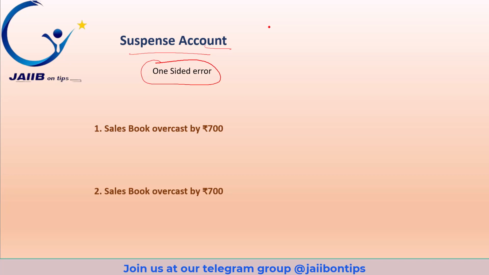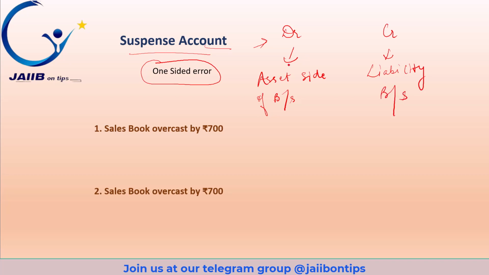When the final accounts are being prepared, if any balance remains in the suspense account, it will be present on the asset side of the balance sheet if the difference is a debit, or on the liability side if the difference is a credit. Right? If there is a difference in the debit side, it will be written in the asset side of the balance sheet, and if there is a difference in credit side, it will be written on the liability side of the balance sheet. So do remember this. Correct? Let's do the entry.